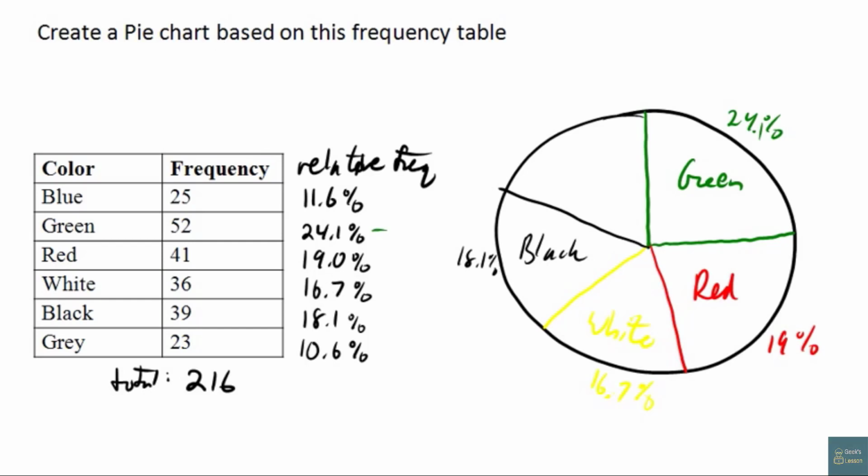And now we have blue and gray left, both of which are going to be, let's see here, gray is going to be about half of that one. So, let's go with that. So there's blue, 11.6%, and then we got gray here with 10.6%. Now this is a pretty lousy pie chart.